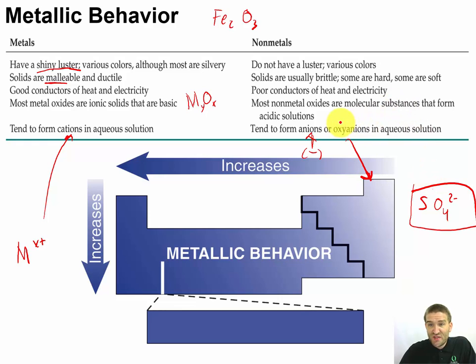But this is going to be an anion, or at least this one specifically is going to be an oxyanion when it's in water. And when it's in water, if it has H plus on here, that's going to be sulfuric acid. So we're going to have lots of those sort of things present. That's why we were saying that they can typically form acidic solutions when they're in water. That's metallic behavior in a nutshell.